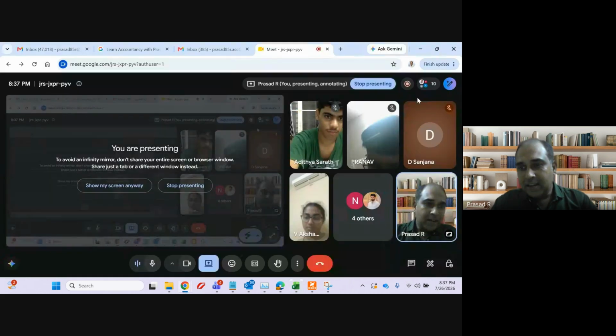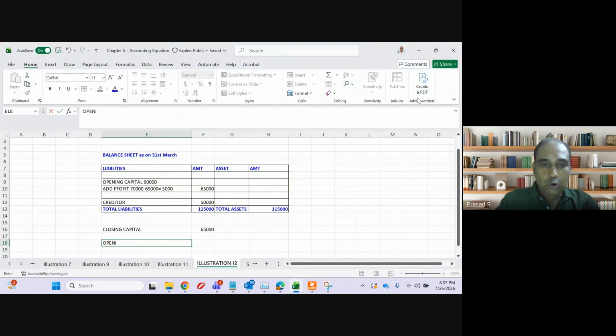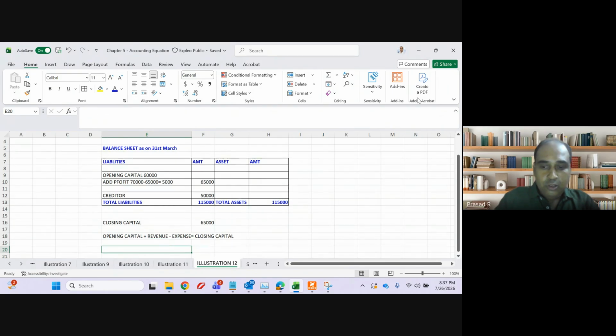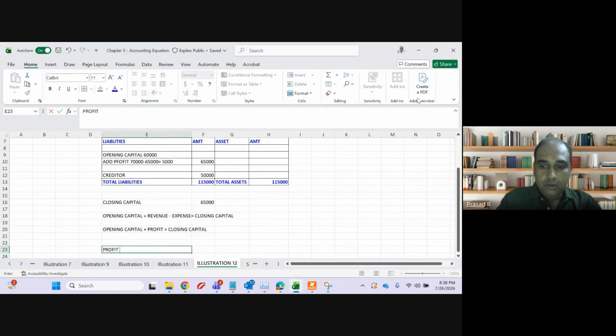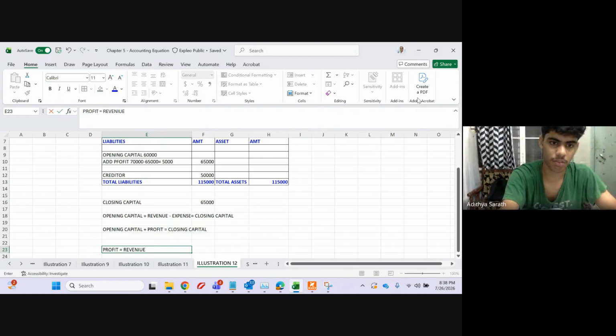65,000. To get marks, if you write only closing capital 65,000, you will get 0 marks. How did we arrive at this closing capital? Opening capital plus revenue minus expense equal to closing capital. I'm creating formulas now. In short, opening capital plus profit equal to closing capital. And profit is what? Profit equal to closing capital minus opening capital.